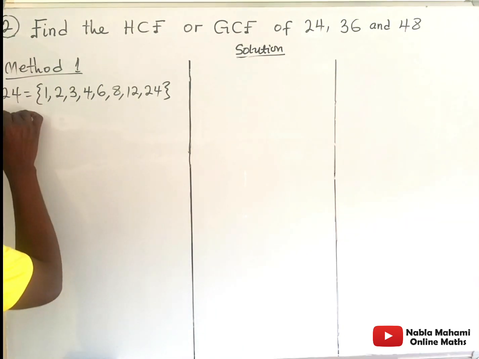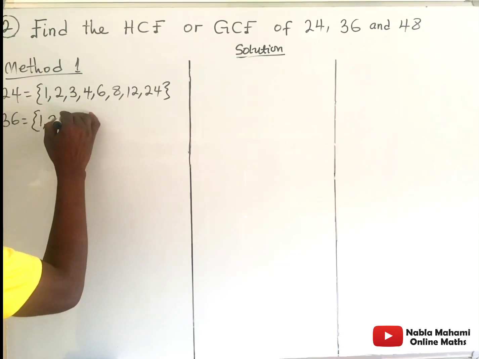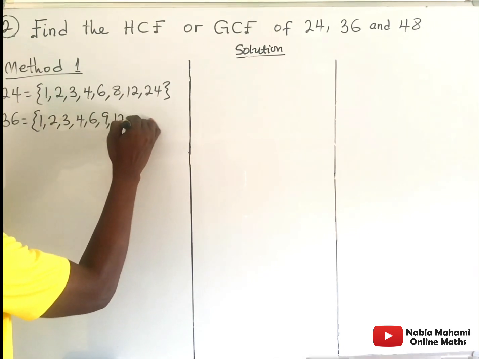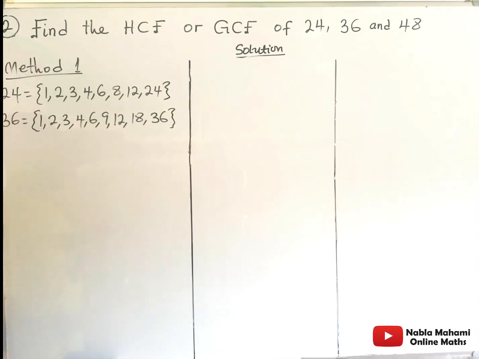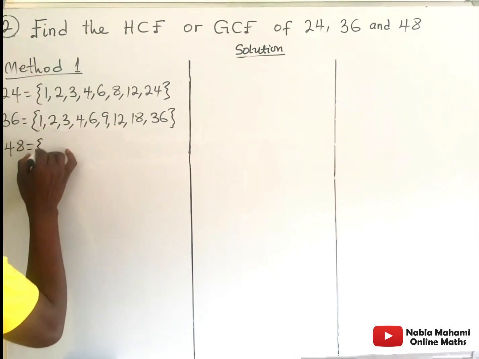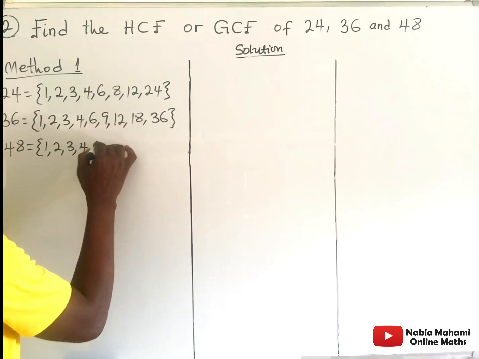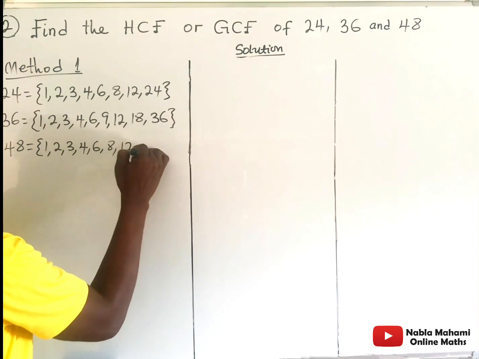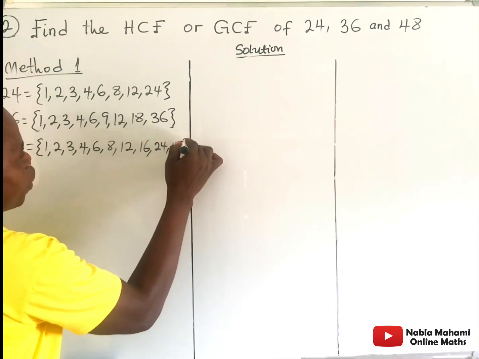I'll take the next number, which is 36. Factors of 36: 1, 2, 3, 4, 6, 9, 12, 18, 36. So these are the factors of 36 too. Factors of 48: I have 1, 2, 3, 4, 6, 8, 12, 16, 24, and 48.